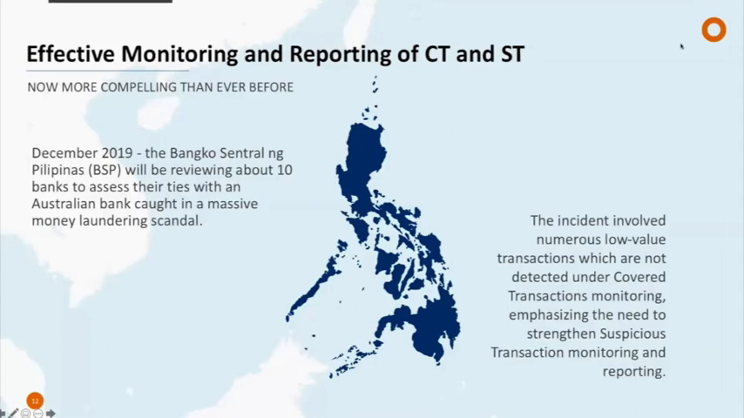What makes this incident unique is that it involves very small amounts of transactions, which are not required to be reported to AMLA because the value of the transactions does not reach the reporting threshold, which is 500,000 or higher in a day, as part of covered transactions.